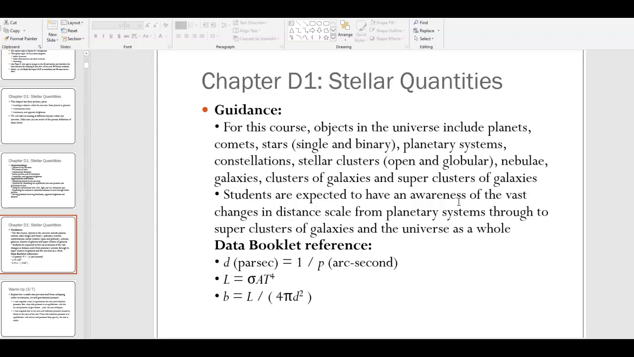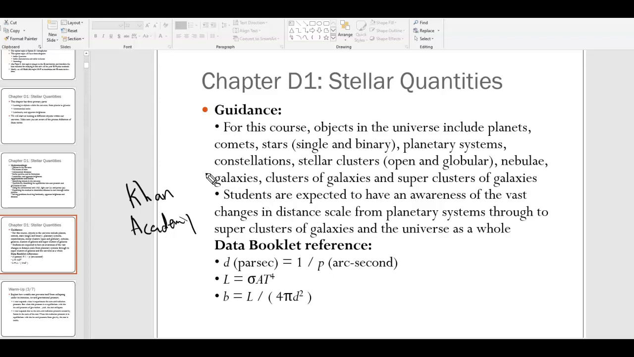Students are expected to have an awareness of the vast changes in distance scale from planetary systems through to superclusters of galaxies and the universe as a whole. This is where you're going to want to look at those Khan Academy videos. I posted some videos for you to use on Khan Academy. Please check those out. Those pertain to the scale of the universe.